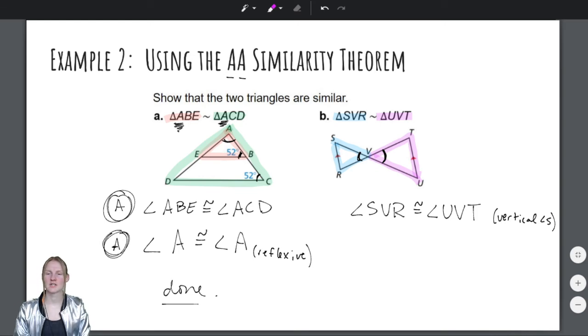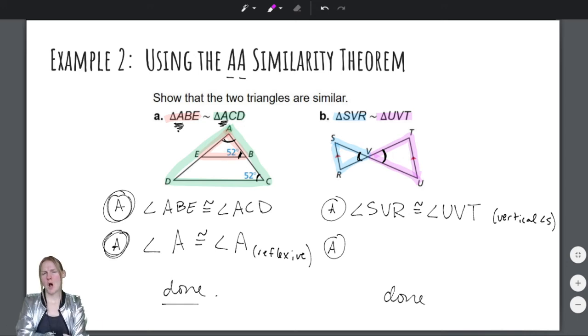They're vertical angles, and vertical angles are congruent. That was a theorem that we learned about in chapter 1. So there's one pair of congruent angles. If I can find another, then we're done. So, obviously, somehow, one of these other pairs of angles are congruent.